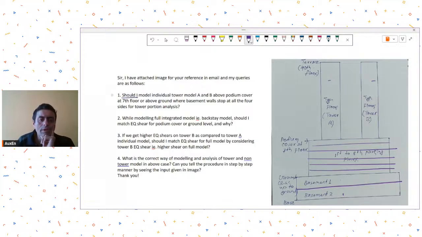So his first query is, should I model individual tower models A and B above podium while modeling the full integrated model, that is the backstay model? Should I match EQ shear for podium or ground level, and why? If we get higher EQ shears on tower B as compared to tower A in the individual model, should I match EQ shear for the full model by considering tower B?